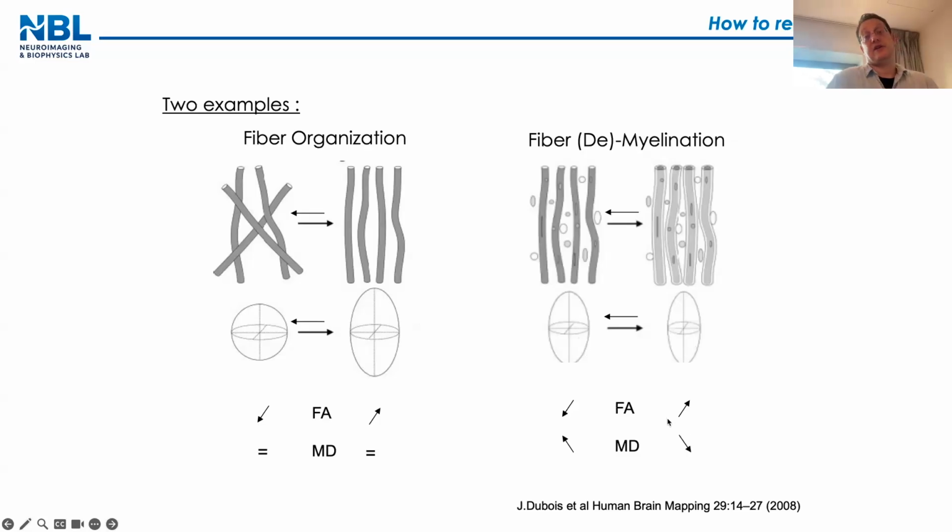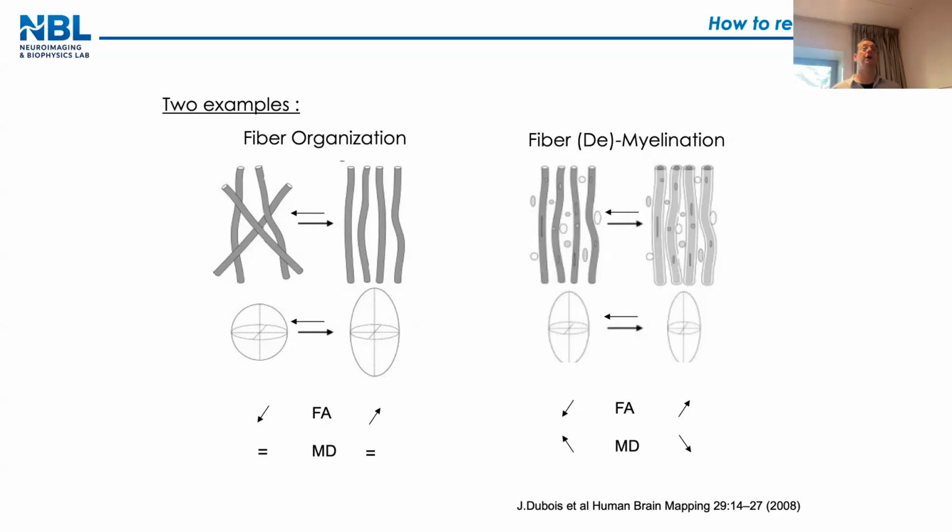So what's going to happen? Essentially, FA goes up when you have more myelin, and mean diffusivity goes down. And that's exactly what happens in brain maturation. Less mean diffusivity, more anisotropy. And that's what's been reported by many. But now we can do the opposite.